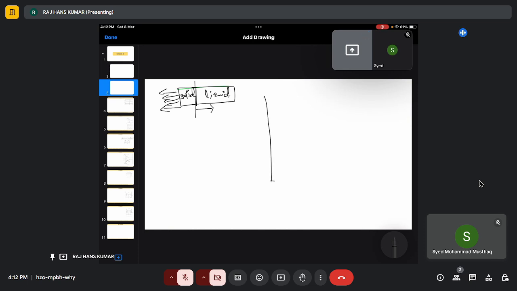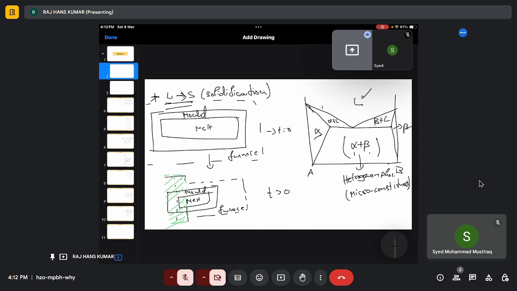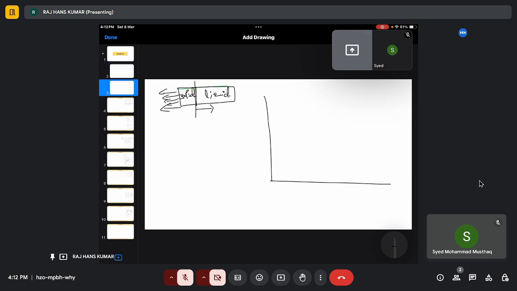Let's say I'm concentrated only on this region. I'm not worried about this part. Okay. Now, the phase diagram still continues, but I'm not worried about that part, right?